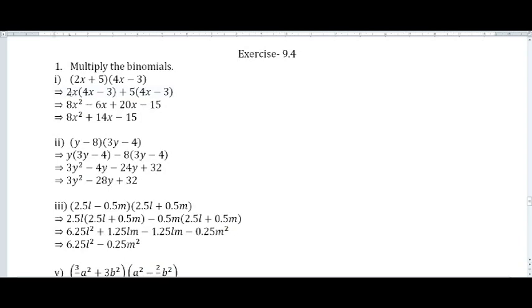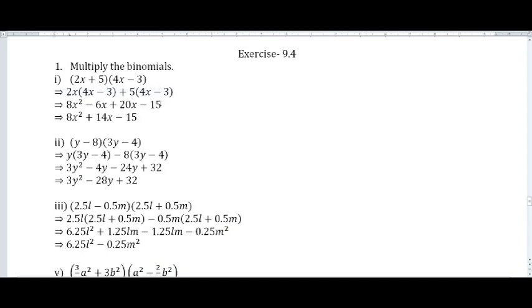Then we will multiply. 2 into 4 is 8. x into x is x squared. Then minus sign is there. 2 3s are 6, and it will carry x with it. Then here plus is there, we are writing plus here. 5 4s are 20, and it will carry x along with it. Minus 5 3s are 15.